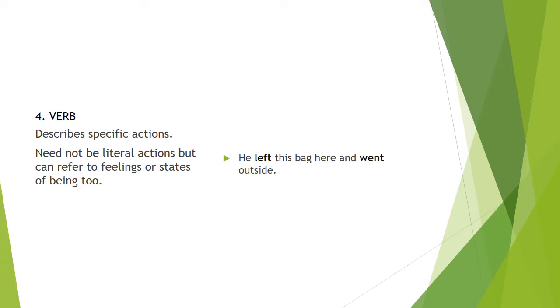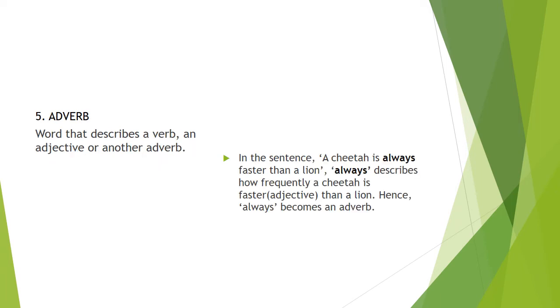Verbs are another category of parts of speech. They describe specific actions. They need not be literal actions in every sense, but can refer to feelings or states of being too. An example of a verb in a sentence is: He left this bag here and went outside. In this particular sentence, the words left and went can be counted as verbs.